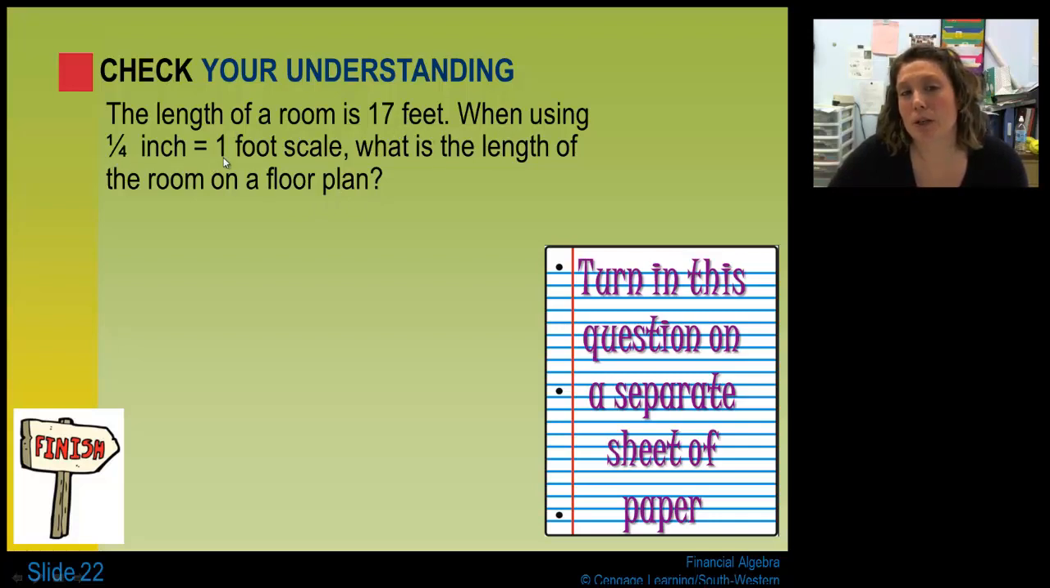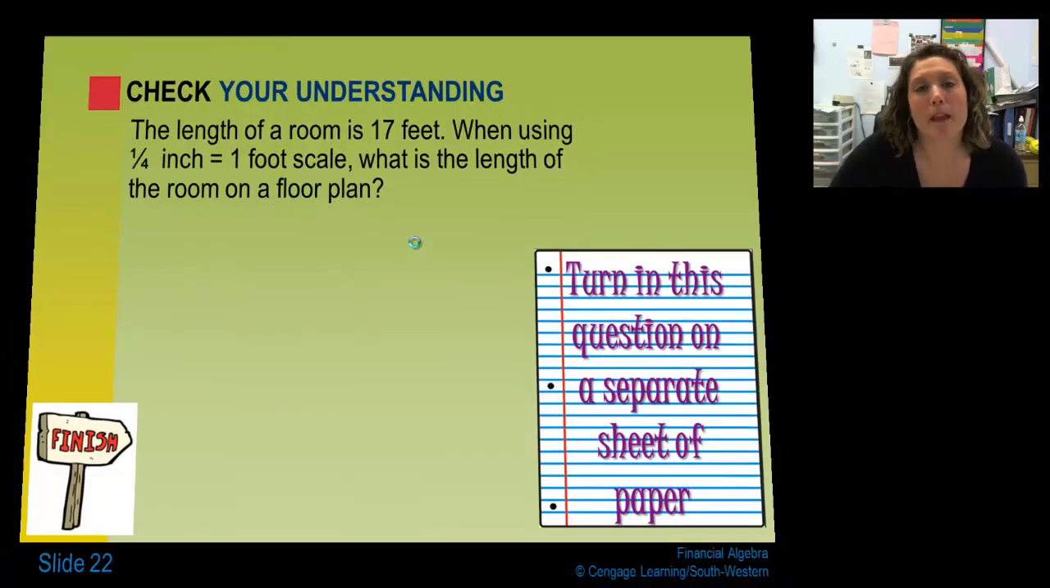When you use the 1/4 inch scale equals 1 foot, what is the length of the room on the floor plan? So you're going the opposite direction this time.